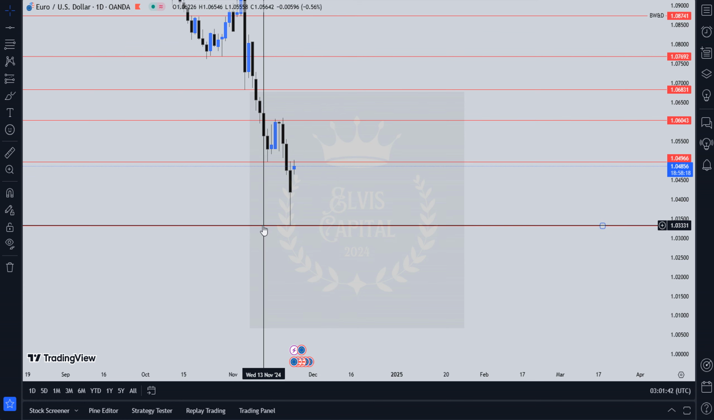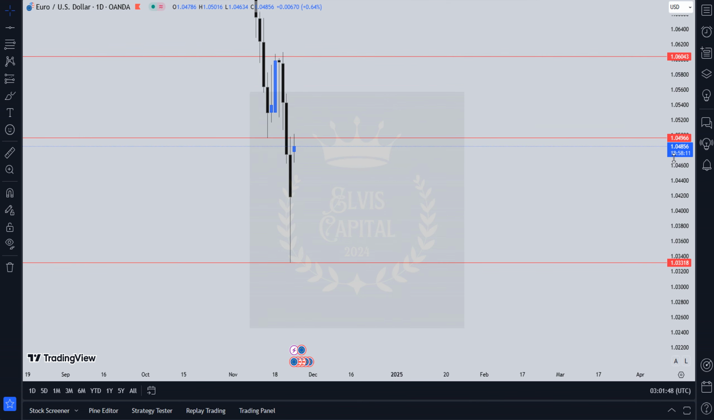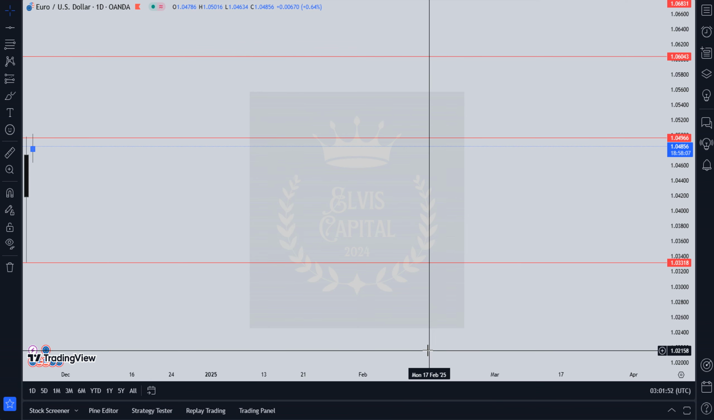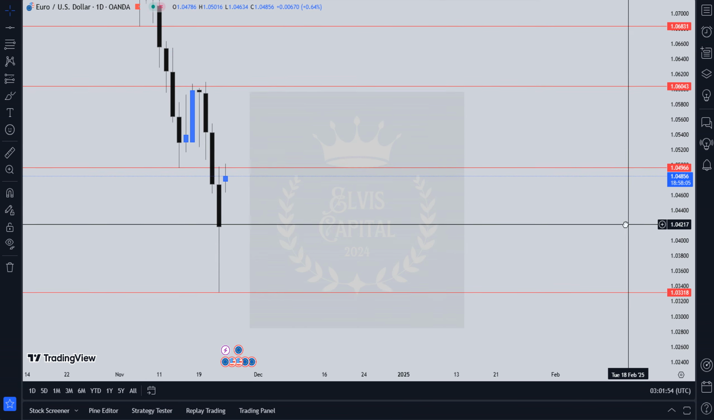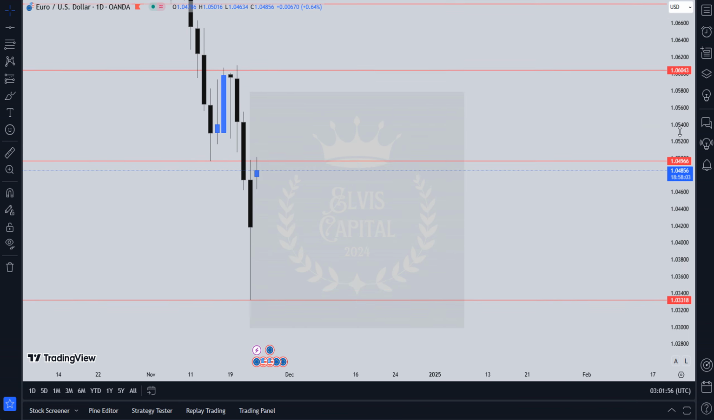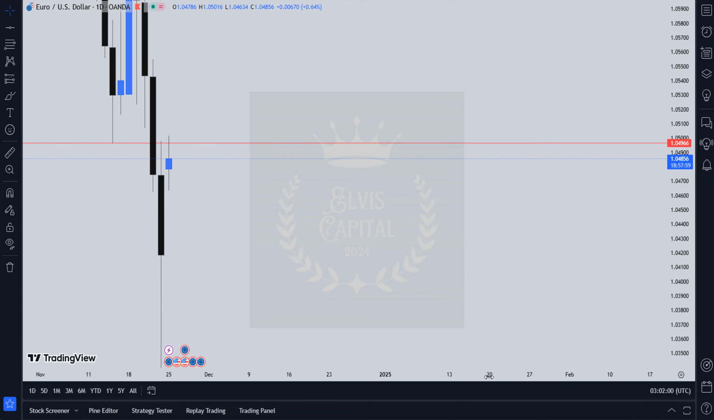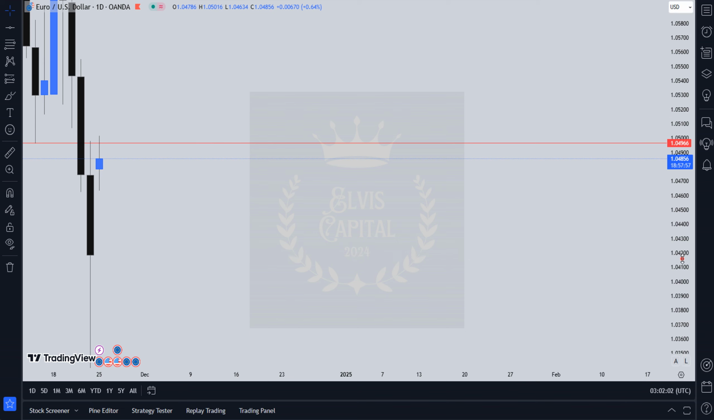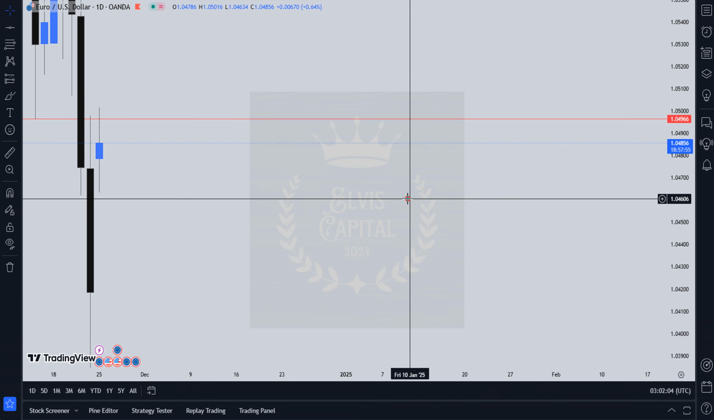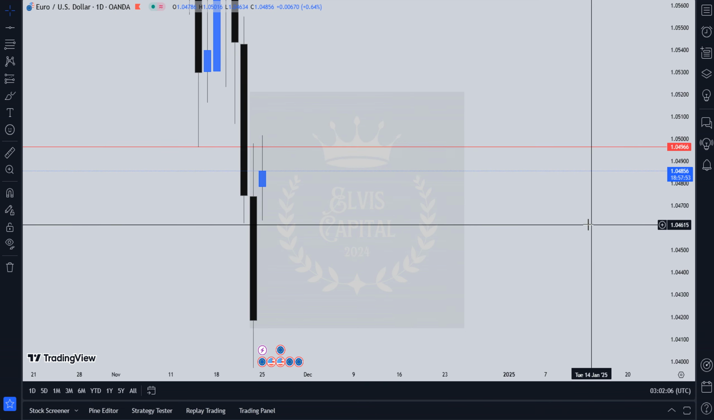So what do I see here? So here's the thing. Let me try to zoom in a bit to have a clear view at this point. So let me zoom in and focus. This is my daily time frame. So what do I see?